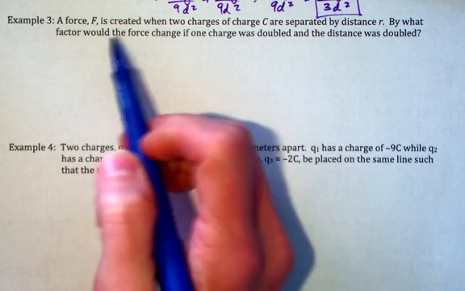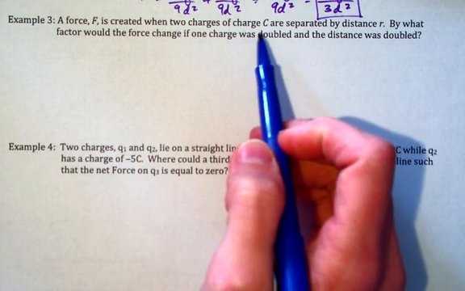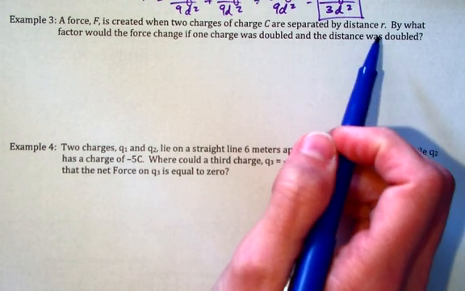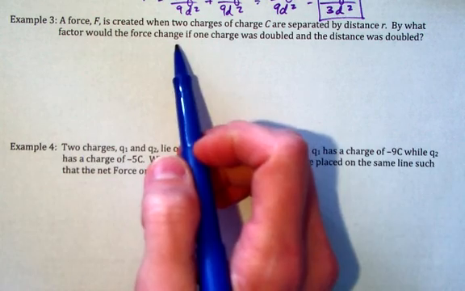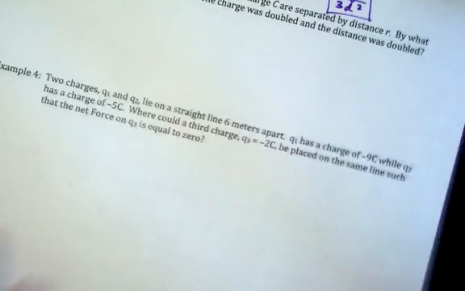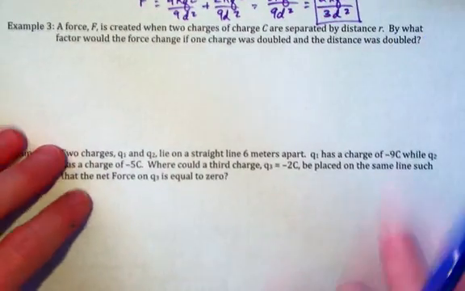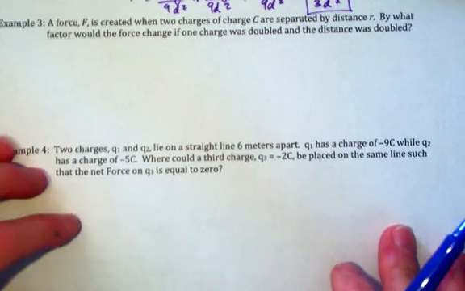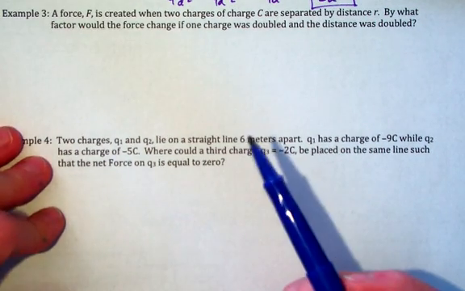A force F is created when two charges of charge C are separated by a distance r. By what factor would the force change if one charge was doubled and the distance was doubled? Okay, so I'm going to go over two ways, and you guys can pick your own personal preference when you try to find these proportional relationships.